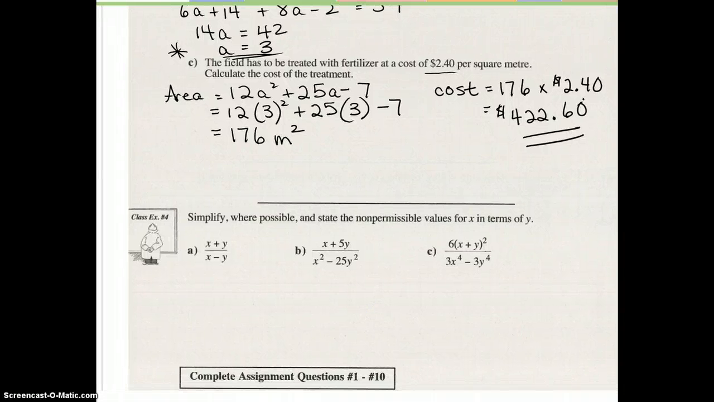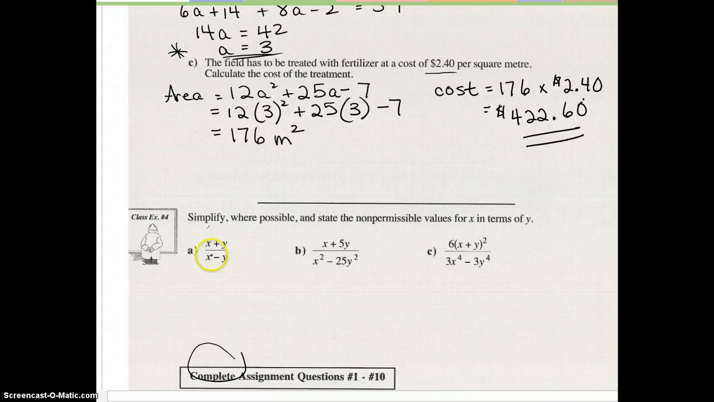I just have two other questions that I need to run past with you, and that is this, just a couple things that will help. The first question says to simplify. I look at the first question. I don't see anything that I can do to simplify it, but I do need to say what my non-permissible values are for x in terms of y.